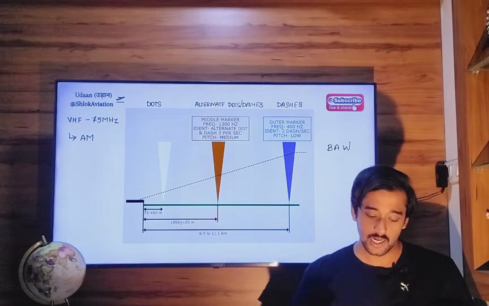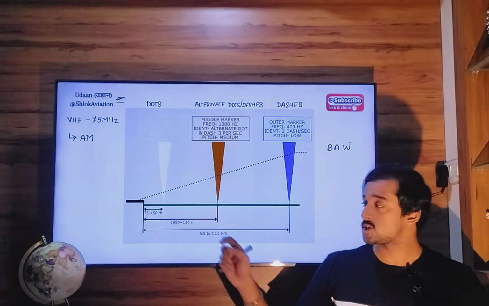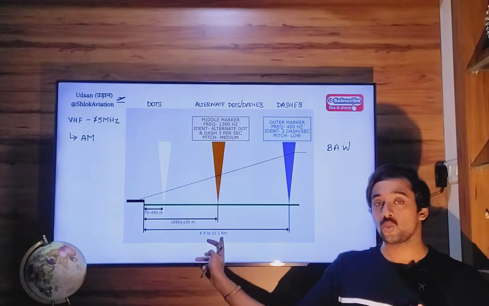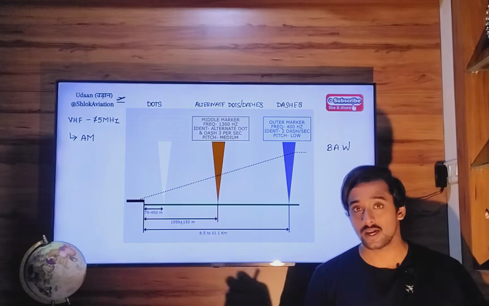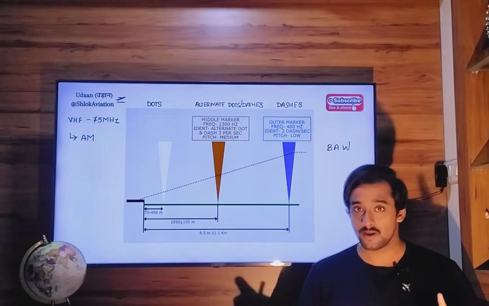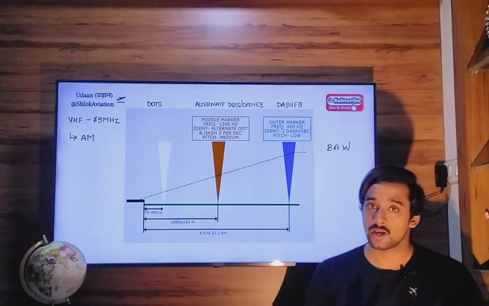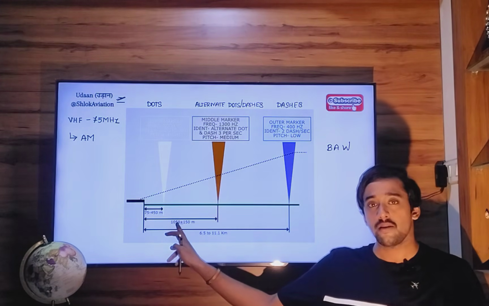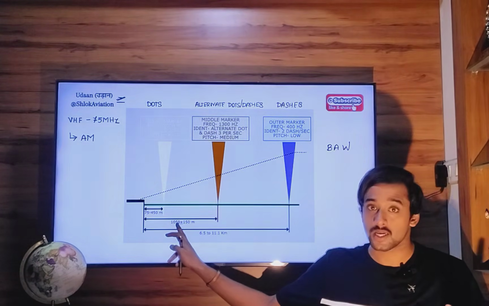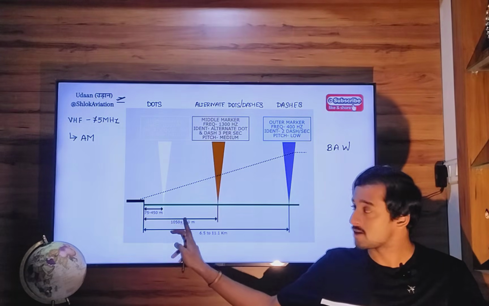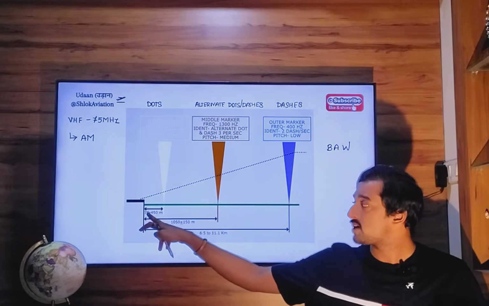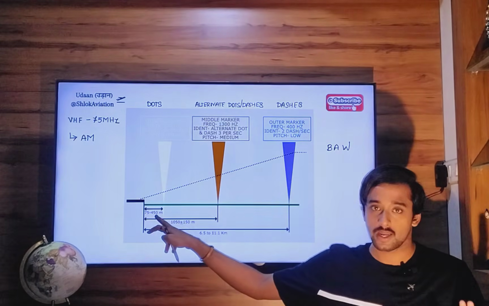So you have to remember the positions. Next, distances. Outer marker is 6.5 to 11.1 kilometers. It's not nautical miles, it's kilometers, so remember that unit. Convert that into nautical miles also. Middle marker is 1050 plus or minus 150 meters. Not kilometers, it's meters. And the inner marker is very close to the runway, 75 to 450 meters only.